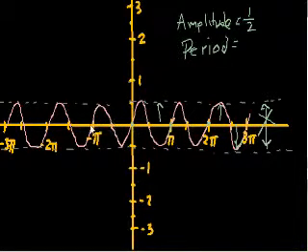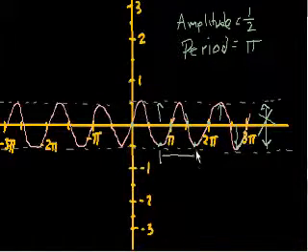It happens the same if you go backwards into the negative radians. So the period is pi. And you can start from any point. You could start from this point, follow the graph, and come back to the same point again, and we see once again that the period is pi radians.